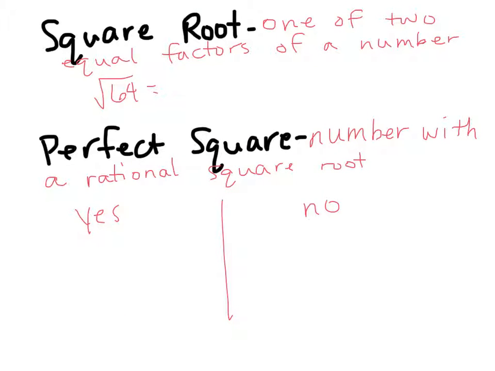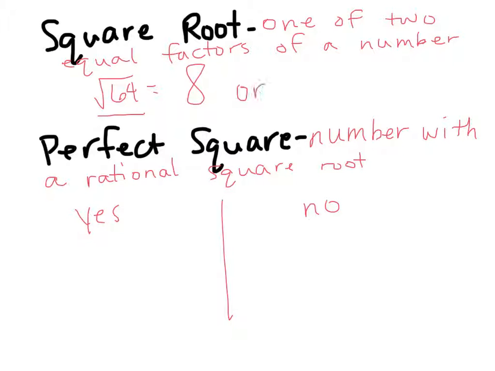Now, when we talk about square roots, we look for one of two equal factors of a number. So when we think of factors, it's two numbers that multiply together to give us something. And if those two numbers are equal, they're the same value. So if I'm going to find the square root of 64, I'm going to say, okay, what number, if I multiply it by itself, gives me 64? So two factors that are equal to each other, and that is 8.